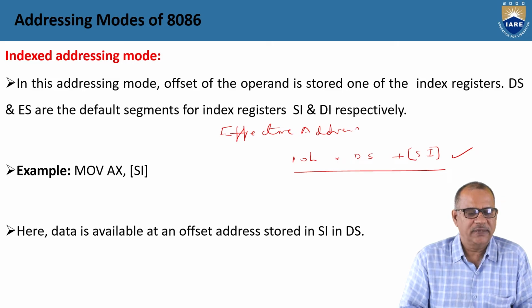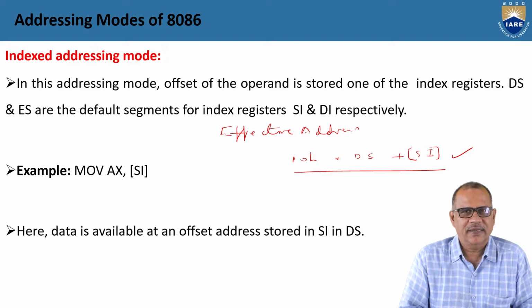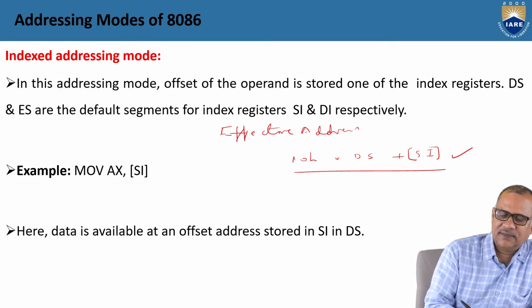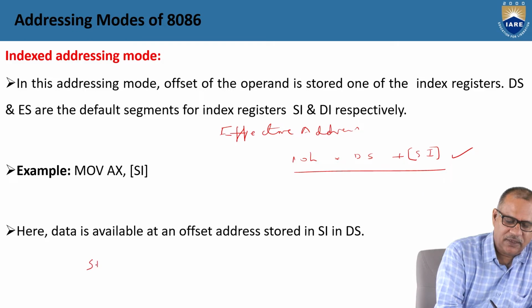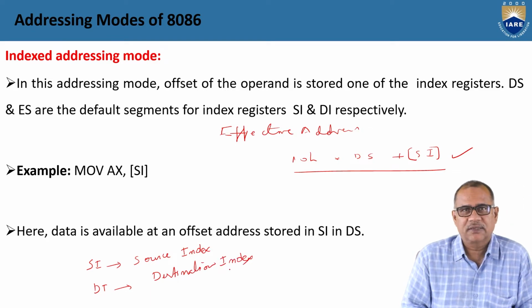The next addressing mode is indexed addressing mode. In this addressing mode, the offset of the operand is stored in one of the index registers. What are the index registers? Source index and destination index. SI stands for source index and DI stands for destination index. These are the two index registers.